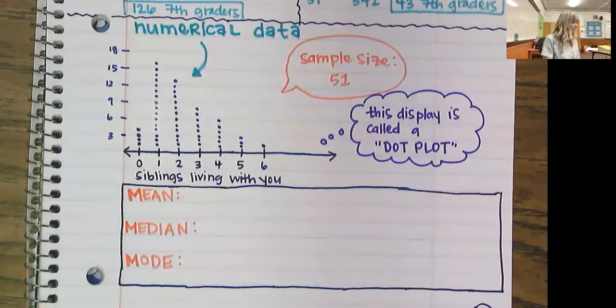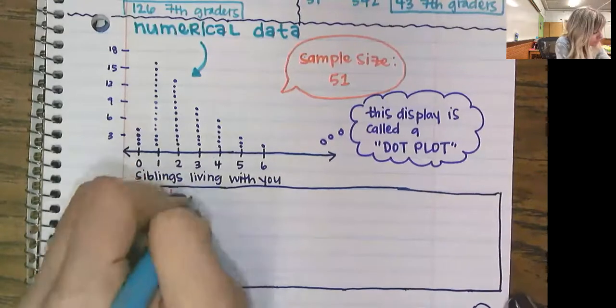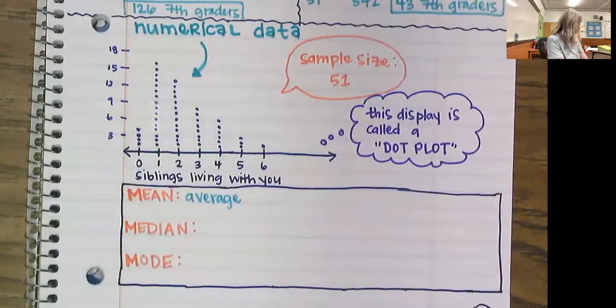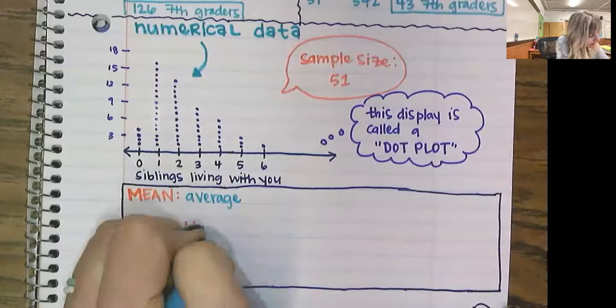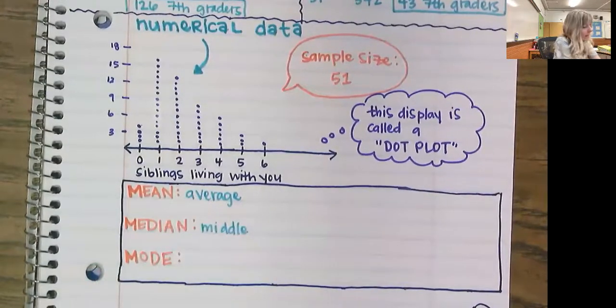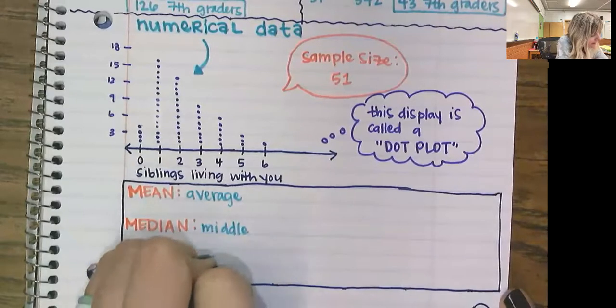Okay, so what are these things? Well, the mean is the average. The median is the middle value. And the mode is the most common value.